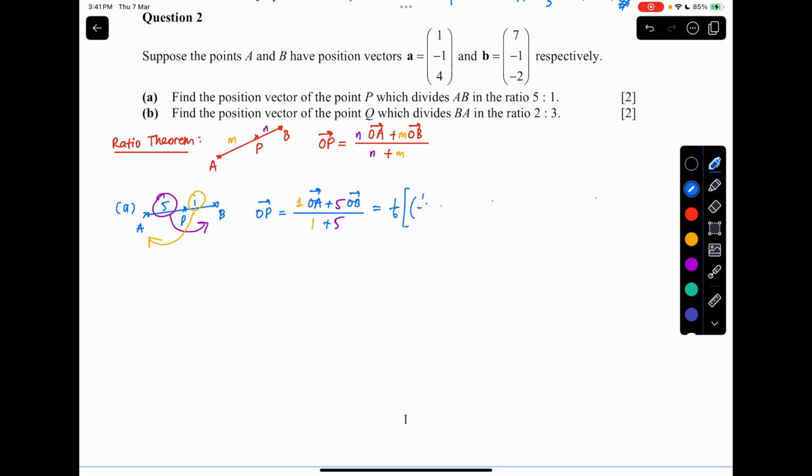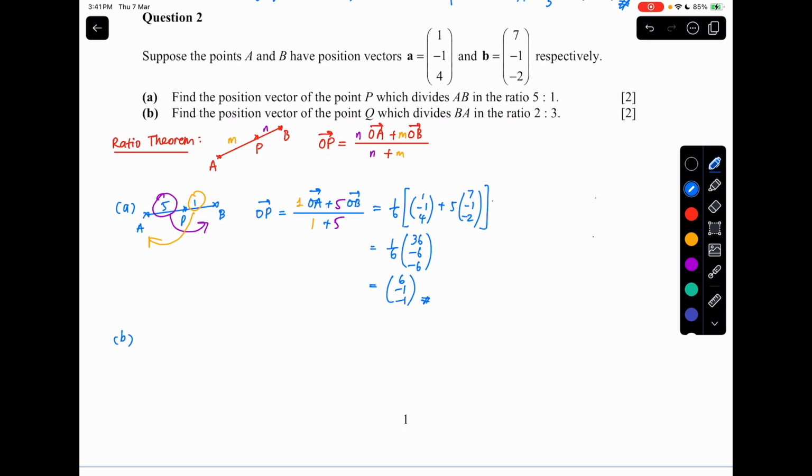OA is (1, negative 1, 4). Then I have 5 times OB, (7, negative 1, 2), like this. Altogether, this should give me 1 plus 35, so 36. Negative 1 plus negative 5, negative 6. 4 plus 4 minus 10, so also negative 6. Multiplying in, I will get (6, negative 1, negative 1). So this is the vector OP for part A.